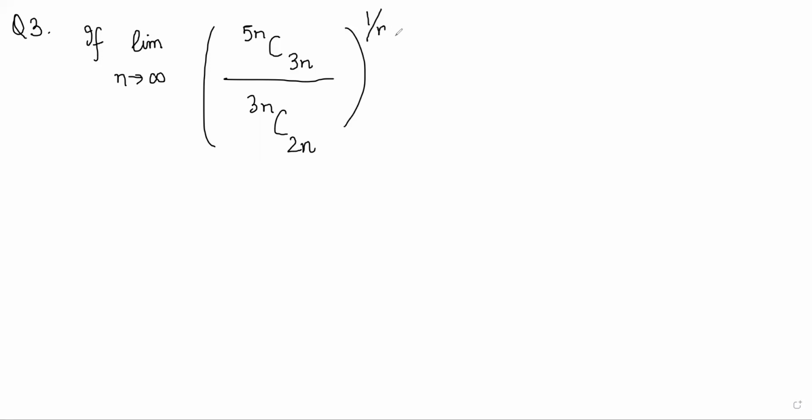If the limit as n tends to infinity of (5n C 3n divided by 3n C 2n) whole power 1 by n is equal to a power a by b power 2b, and a and b are co-prime, find the value of a plus b.